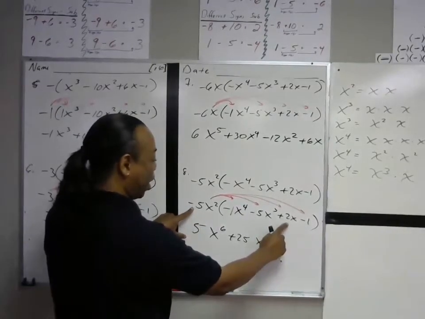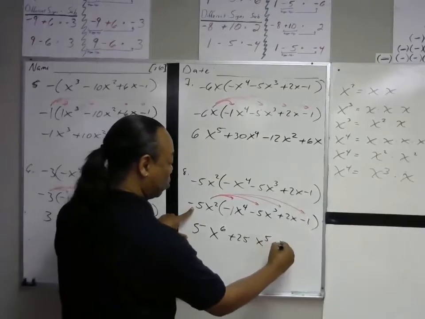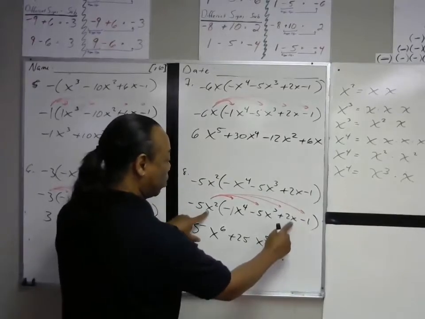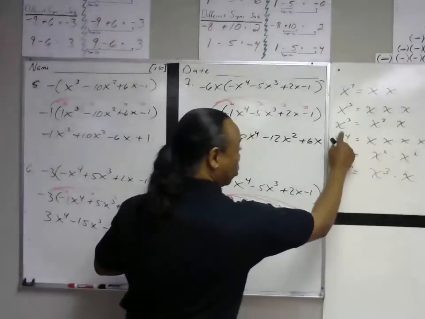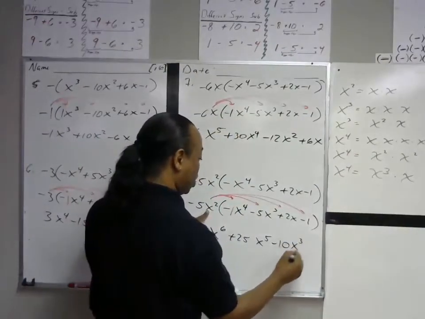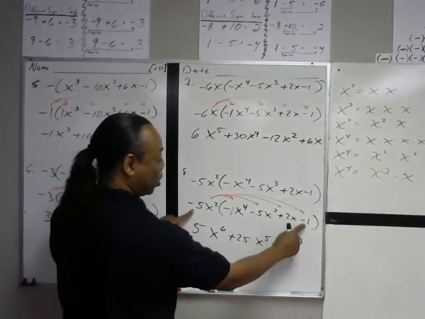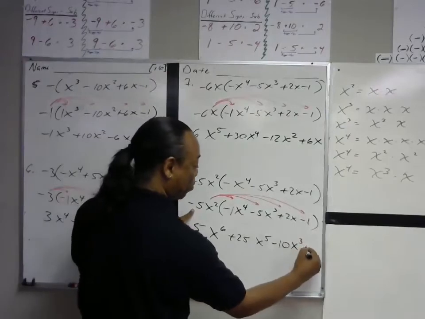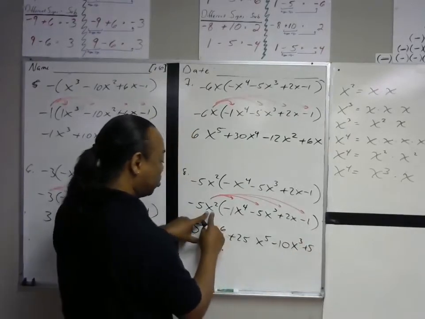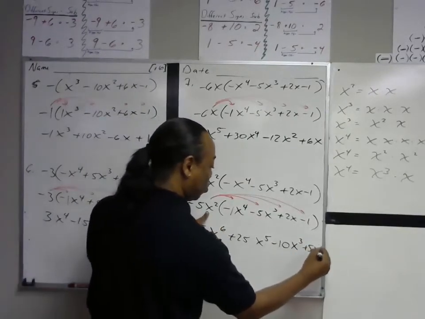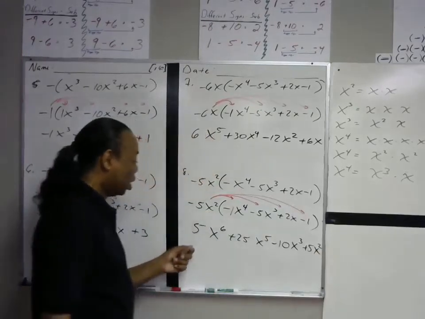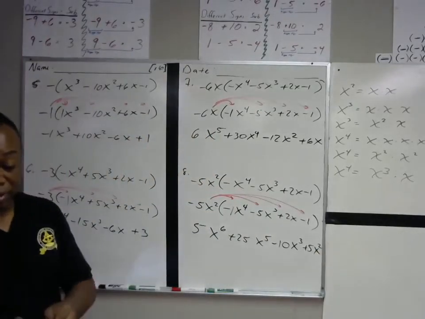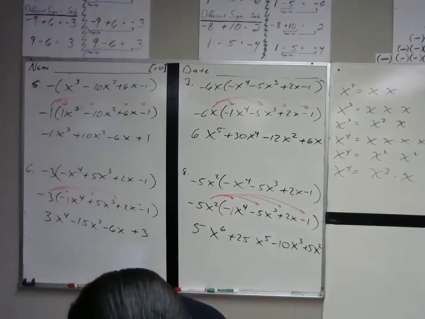Next, a -5 times a +2 is a -10. And x to the second times x is x to the third. Lastly, we have a -5 times a -1, that's +5. And then times our x squared. That's it.